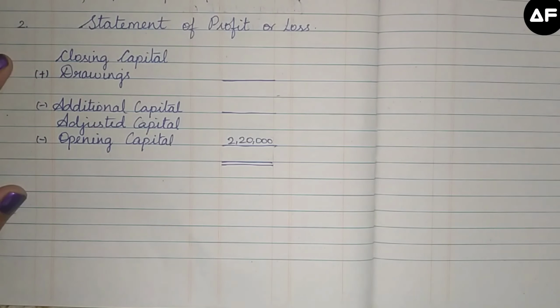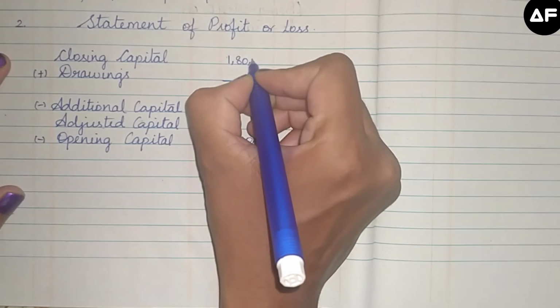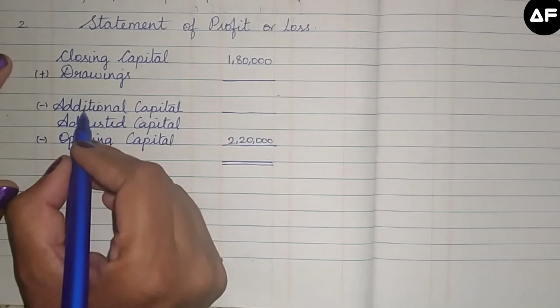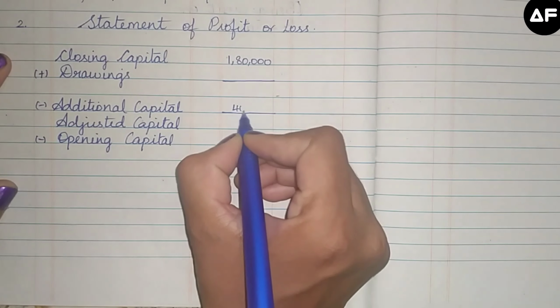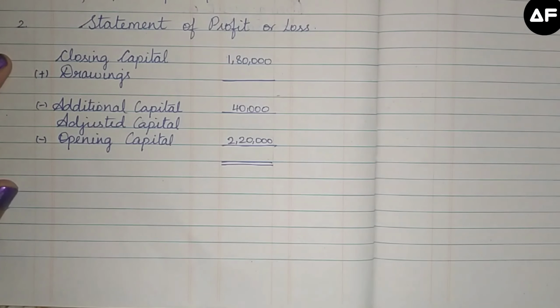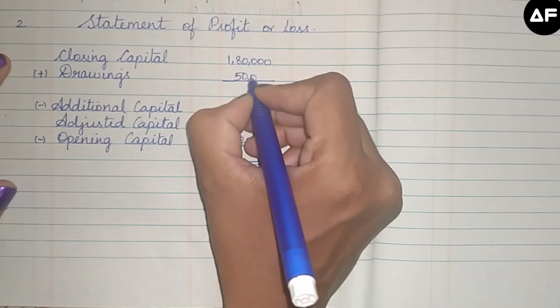Next is capital as on 31st December 2018. That is going to be my closing capital. So it is 1,80,000. Next is additional capital introduced during the year, 40,000. So additional capital is going to be 40,000. And the last one is drawings made during the year, 50,000. So my drawings is 50,000.